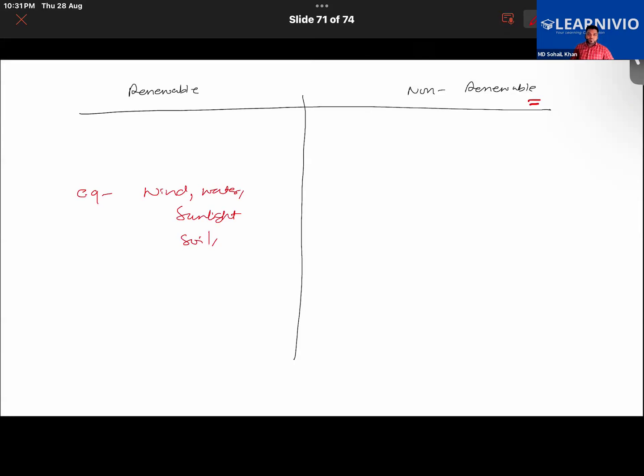And what about non-renewable? The non-renewable sources of energy are those sources which can be exhausted very easily and are not available in abundant quantity to us. So they are found in limited quantity.